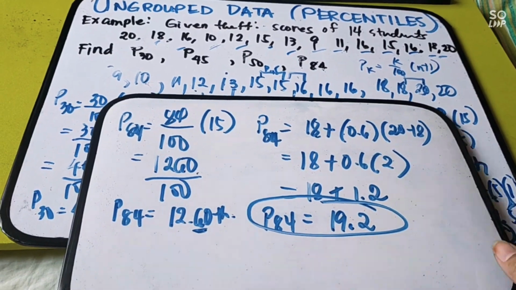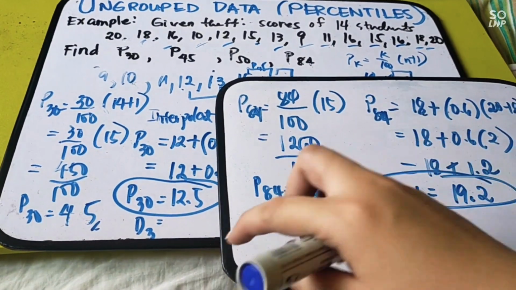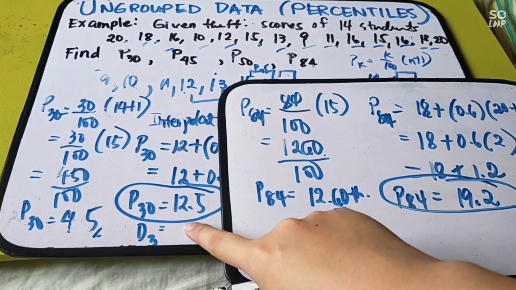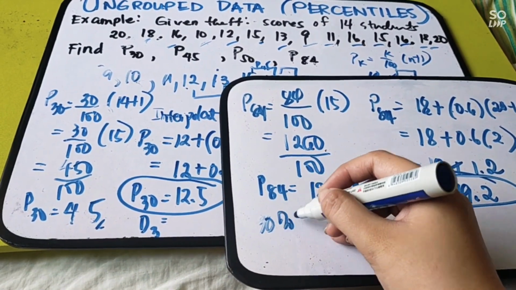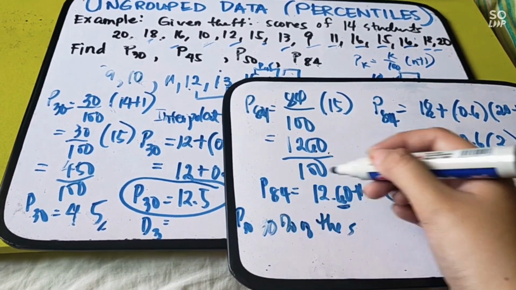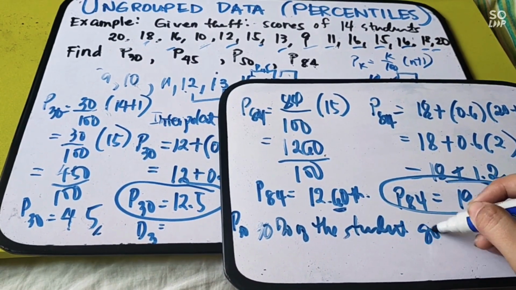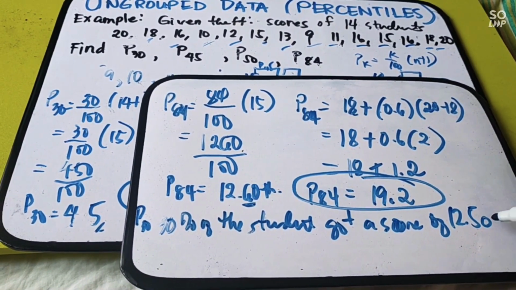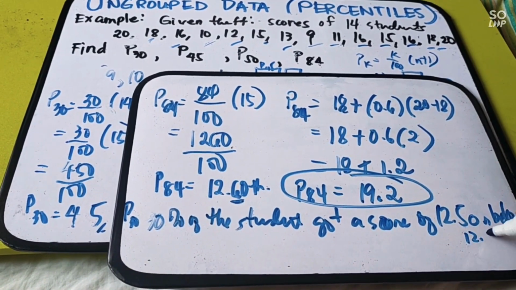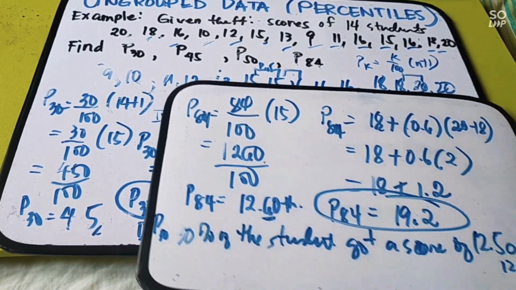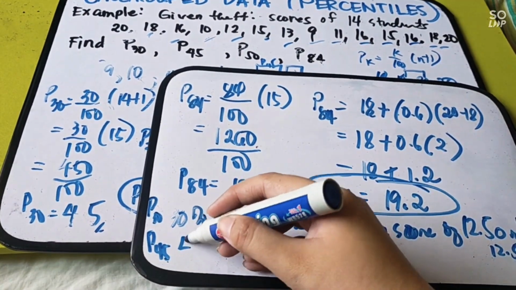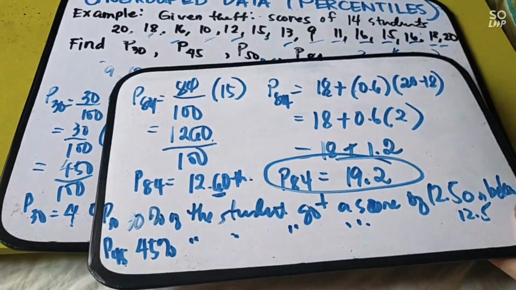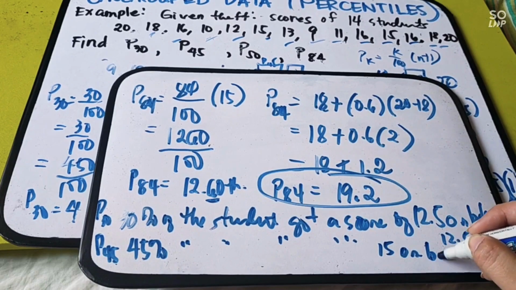Did you get it? So, kung atin siya i-describe, we have from the 30th percentile. So, we have 30% of the students got a score of 12.5. Yun yun. So, 30% of the students, ito yung P sub 30, got a score of 12.5 or below. Ganun lang simple. Kapag naman siya P sub 45, meaning 45% of the students got a score of, ilan na nakuha natin kay P sub 45? 15. 15 or below.